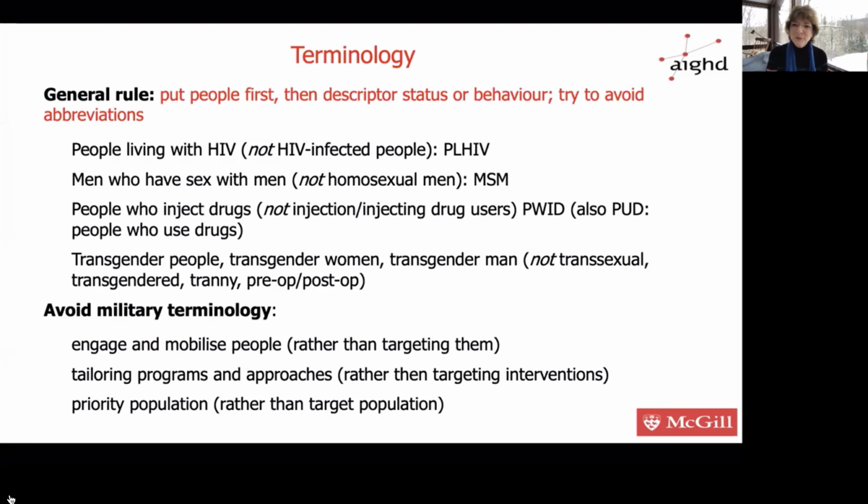So as a general rule, it's a good idea to put people first, and then the descriptor status or behavior, and to try to avoid abbreviations if you can. So use people living with HIV, men who have sex with men, people who inject drugs or people who use drugs, transgender people, transgender women, transgender men.